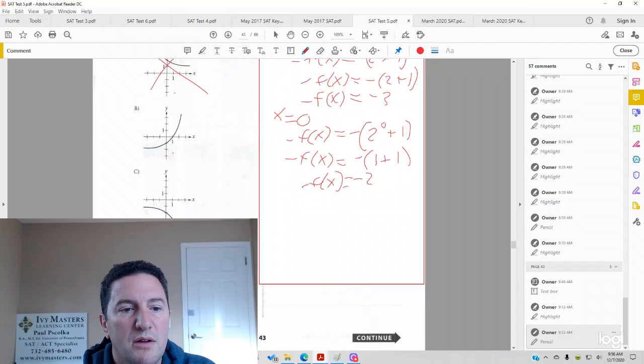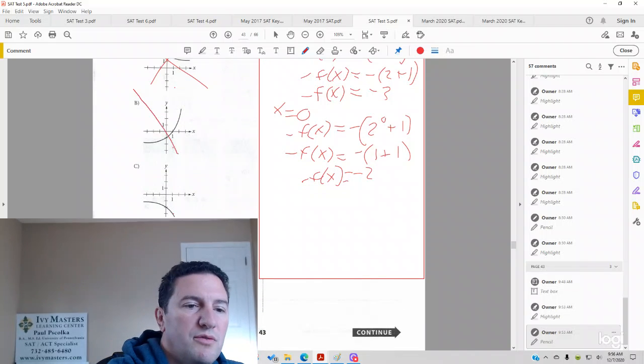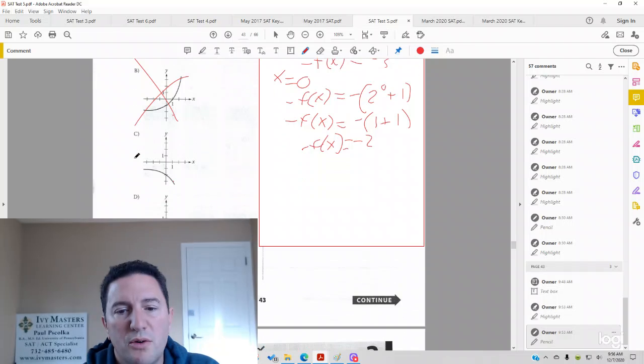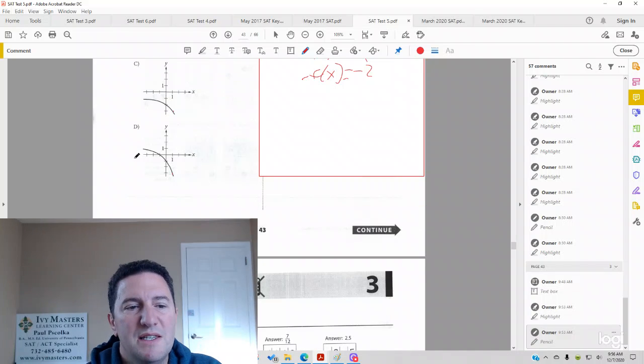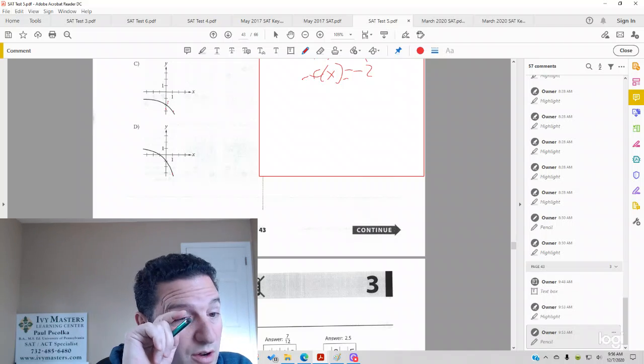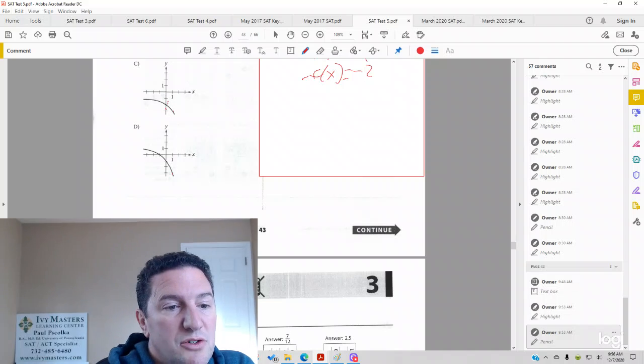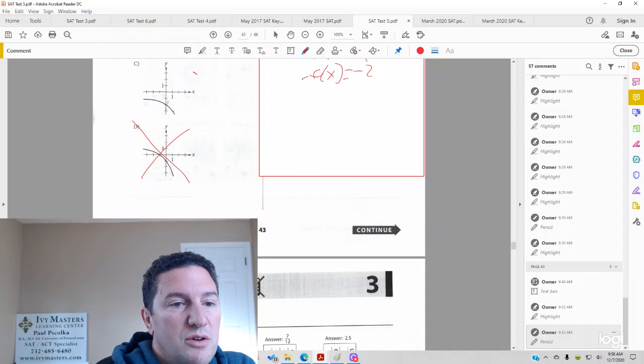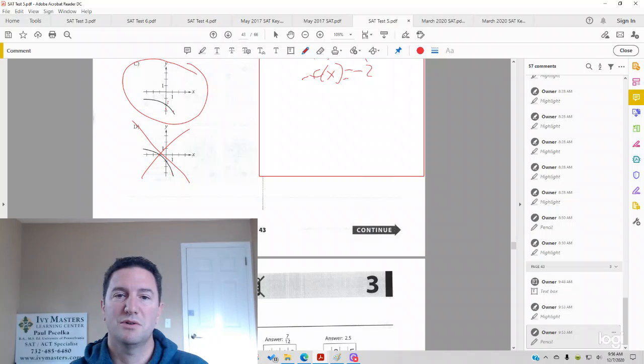So when we go down to our answer choices, we already got rid of B as well. When we go down to our answer choices, we need 0, negative 2. You could see that C goes through 0, negative 2. All right, my aim is terrible with this. But answer choice D goes through 0, negative 1. That's not your correct answer. C is your correct answer here.